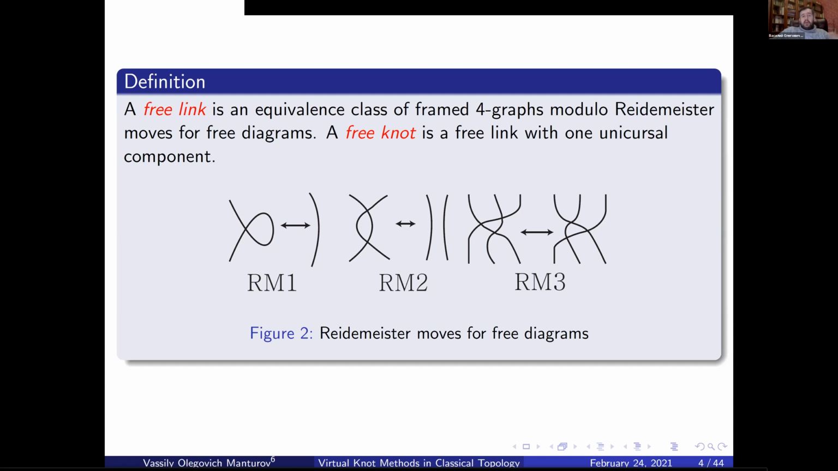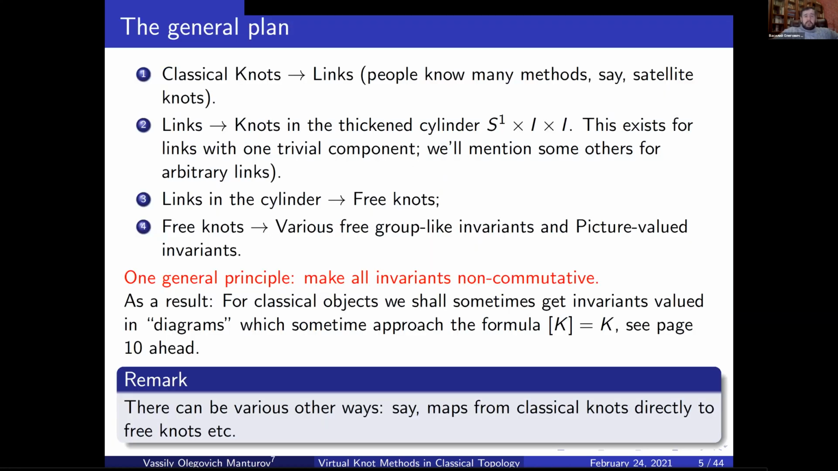But free knots, on one hand, they have a lot to do with virtual knot theory, and on the other hand, they are much simpler because we don't have this over-under information. And in this talk, I want to prove that there are some very nice free group valued invariants of free knots. So this is the general plan of what I'm going to do, not only today, but actually of the whole program of what we are going to do with our seminar.